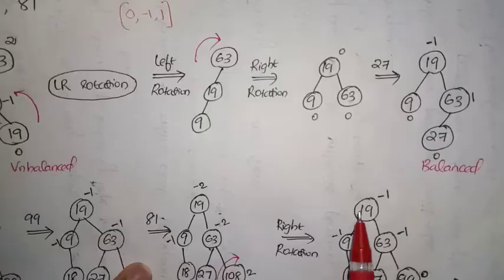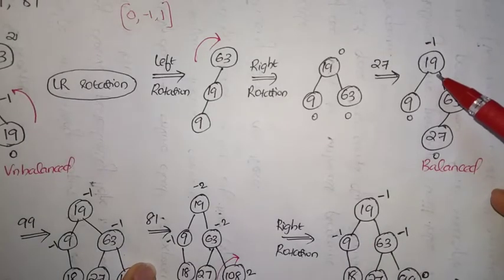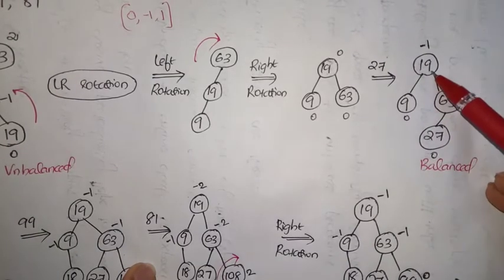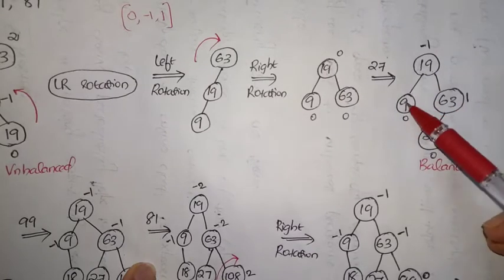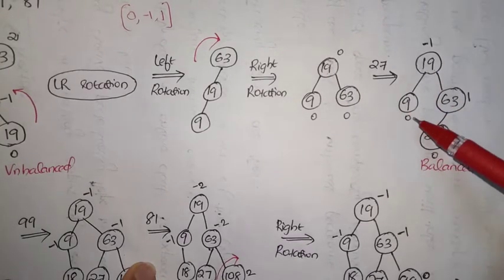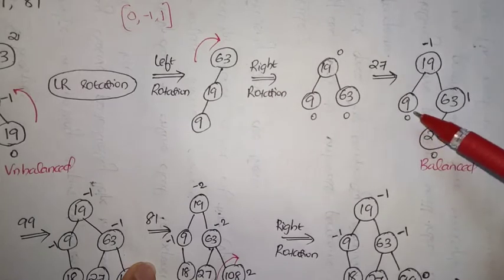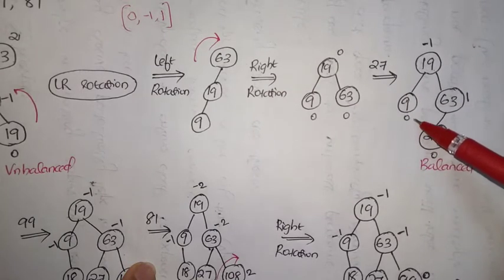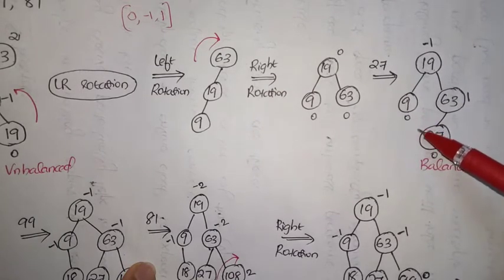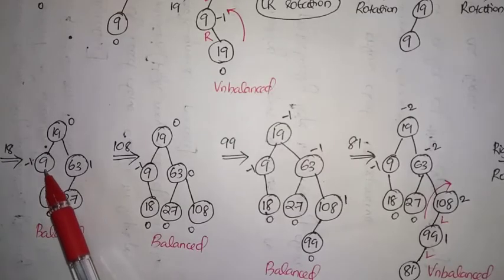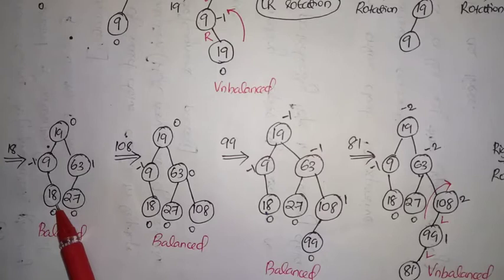Now the next element is taken, that is 18. We know that 18 is lesser than 90, so it comes to the left of 19. Then again 18 is greater than 9, so it comes to the right of 9. So 18 is placed as the right child of 9.